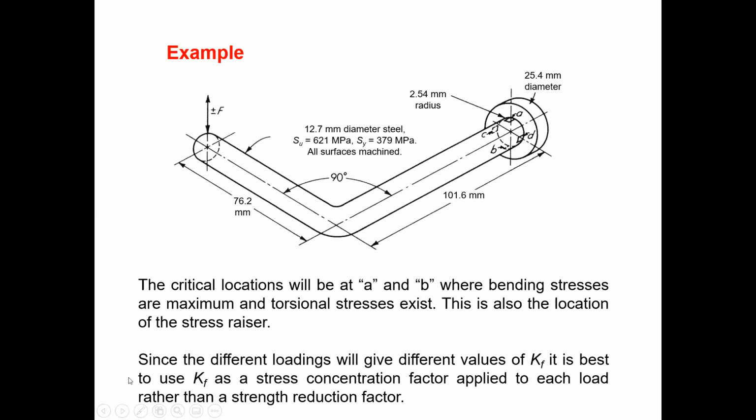Since the different loading will give different values of Kf, K is applied as a stress concentration factor to each load rather than a strength reduction factor. I told you. So in here, you need to decide whether you are going to apply the fatigue stress concentration factor to the strength or the stress. If you apply it to the stress, it is better than to the strength. So don't use K divided by Kf in the strength equation. You need to multiply the stress by Kf.